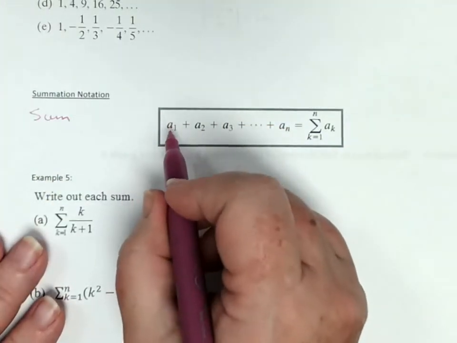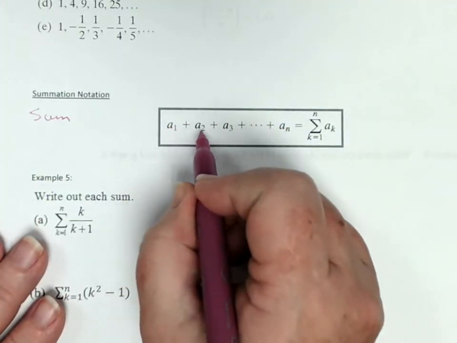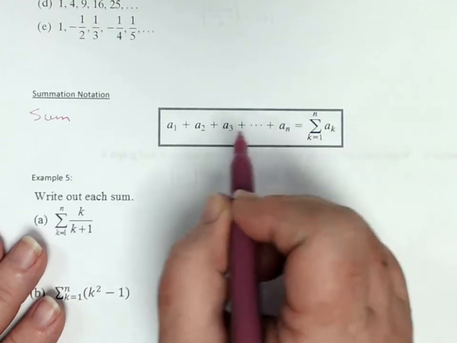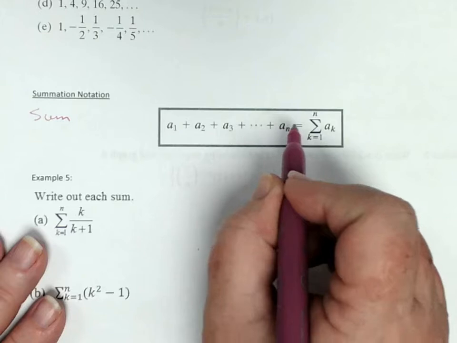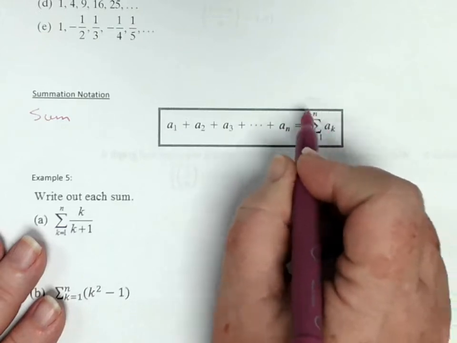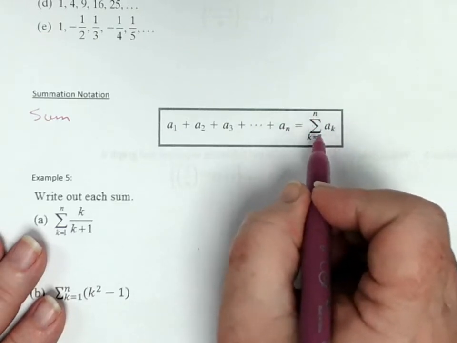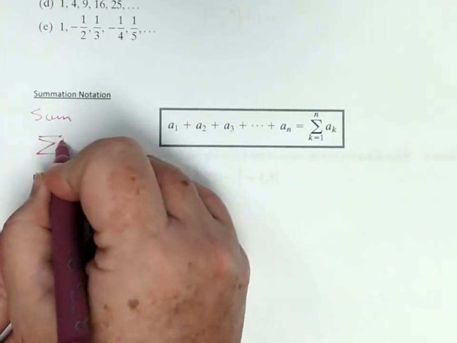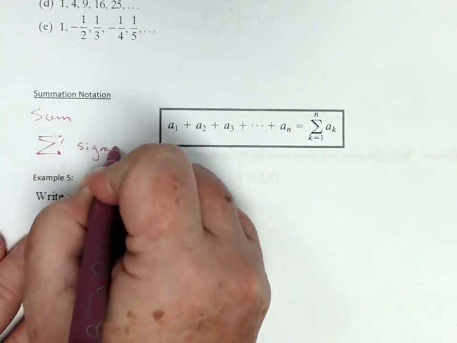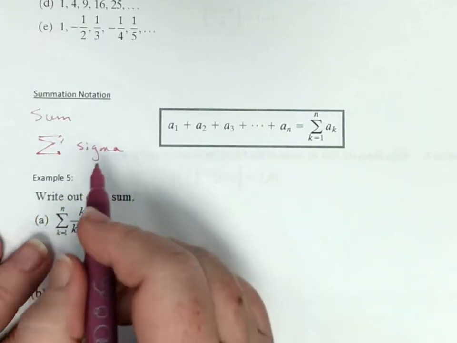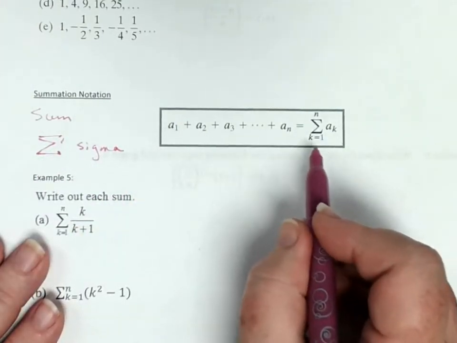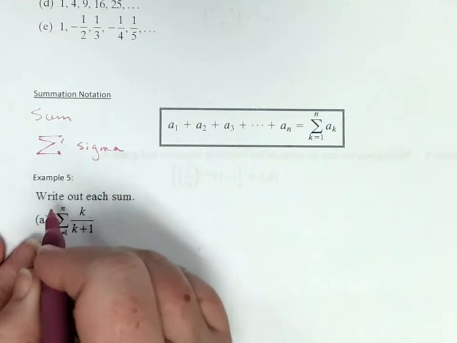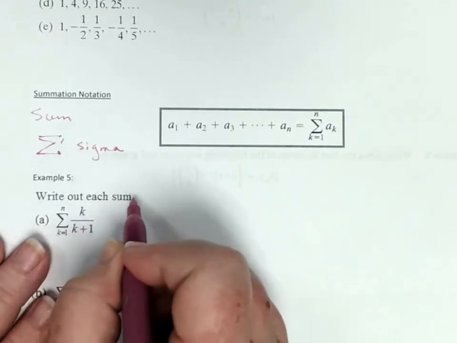And if you'll notice here, if I have a bunch of terms, the first term, second term, third term, all the way up to any random nth term, if I take those and add them up, I have a sum. And this notation is called the summation notation. And this symbol right here is called sigma. It's a Greek letter, and sigma is what we use to show that we want to add a bunch of things together.